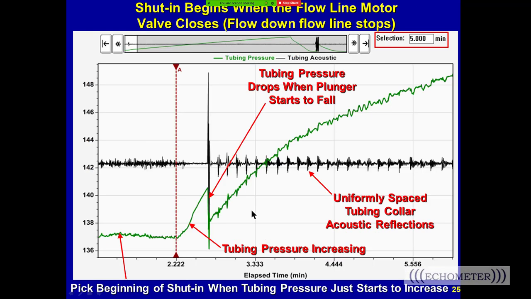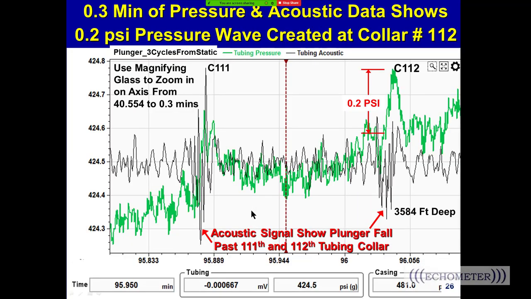Now, if we zoom in a little bit more and look at more detail, here we're looking at the plunger cycle that says 3 cycles from static. We're looking at the time interval from 95 minutes to 96 minutes about. And this is just one falling through one joint. Now, this is 3,500 feet from the surface, and that's the 112th collar. And this is the pressure recorded at the surface.